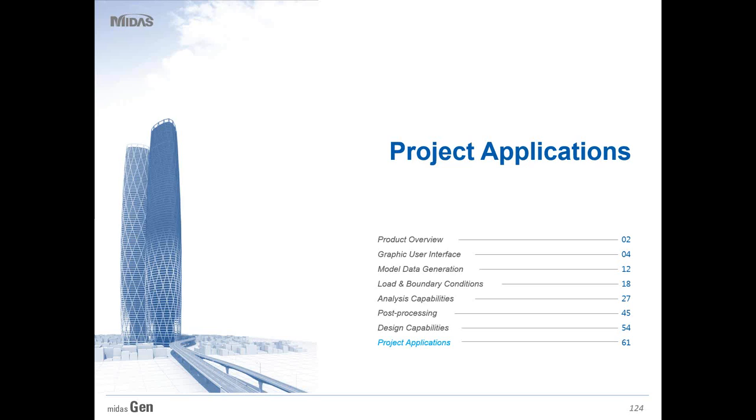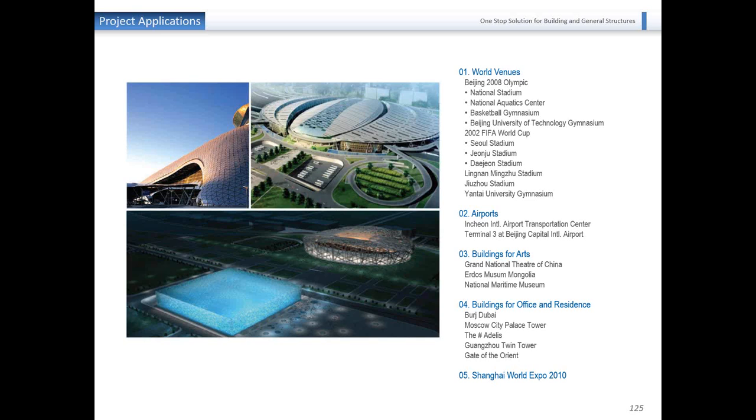And finally, to complete this presentation, I'm just going to go through a few more project applications just to show you where the software has been applied, what type of projects have been covered. As I mentioned, the software is not only building targeted, it's for general structures, any type of structure that you need to deal with. So we have a number of world venues in terms of stadia, arenas, different gymnasia and so on. We have airport terminals, arts buildings, so special feature buildings and so on, as well as, of course, buildings for office and residential, whether it be medium, low or high rise.